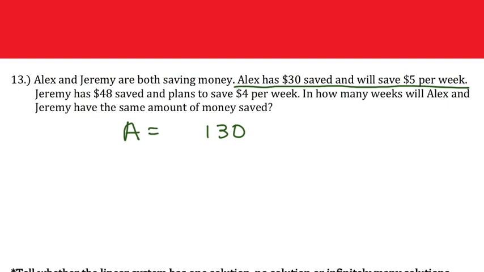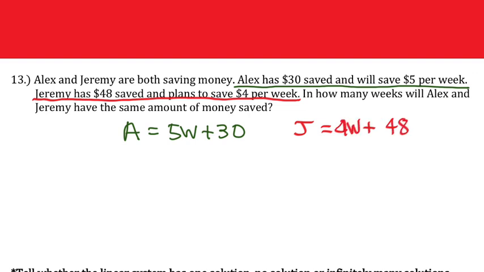All right, moving on. On the next question, we have Alex and Jeremy are both saving money. We can write the equation for Alex. What he has is $30, and he's going to save $5 a week. And then we can see Jeremy has $48, but he's only saving $4 a week. And the question is, when will they have the same amount of money?